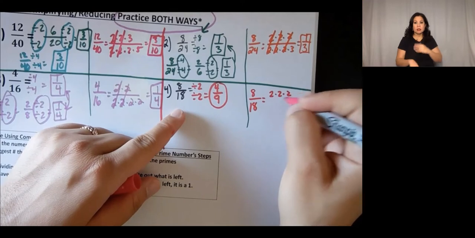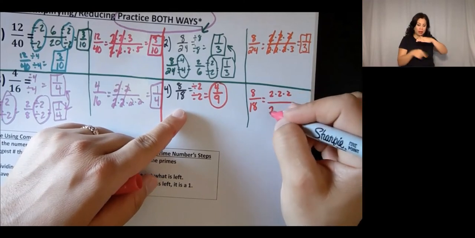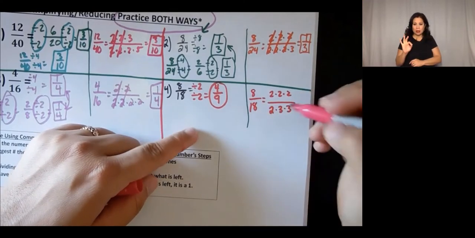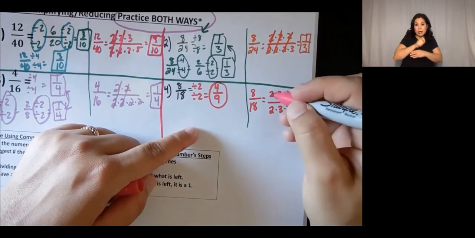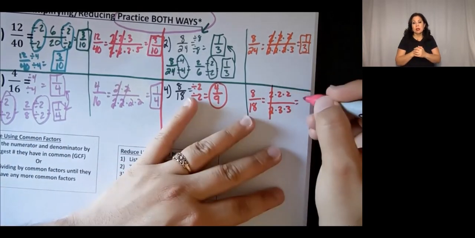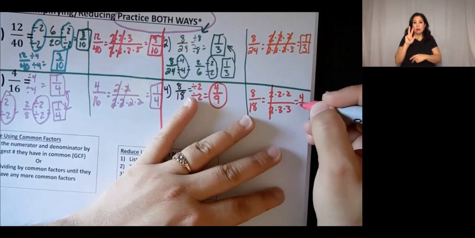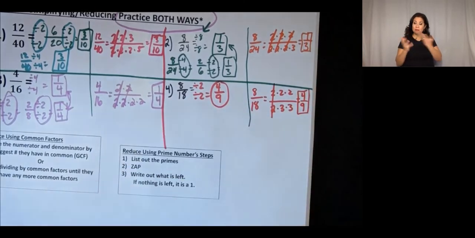2 times 2 times 2. 18 is 2 times 9. 3 times 3 is 9. Okay, so cancel. 2 times 2 is 4. 3 times 3 is 9. So there we go, 4/9.